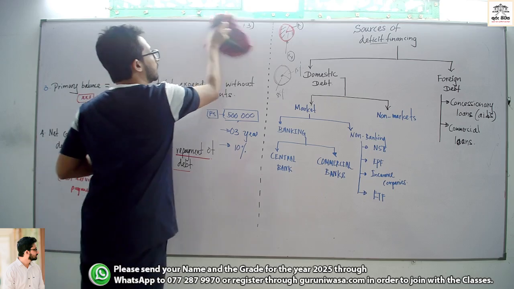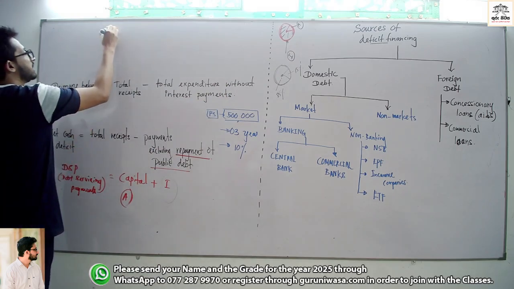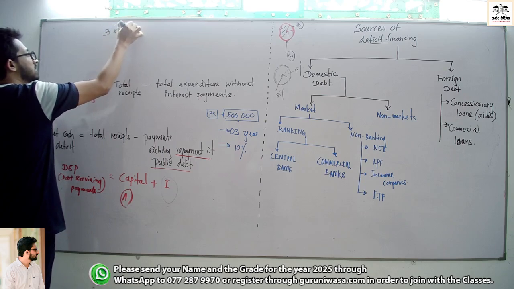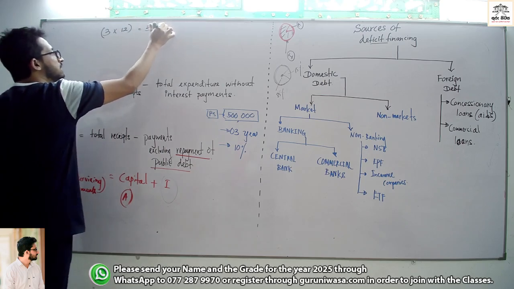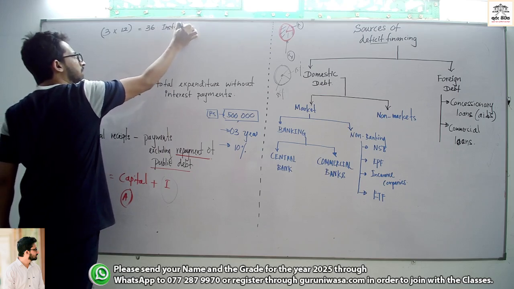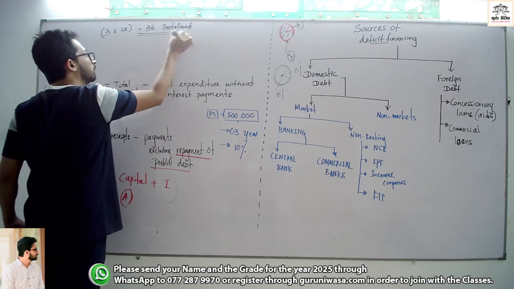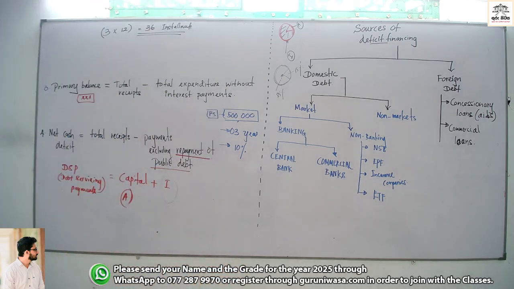How much do you have to pay? You are given 3 years. 3 years into 12 months per year means 36 installments. You are given 36 installments to pay the loan. Are you okay with this? I want answers. Hurry up. Yes.